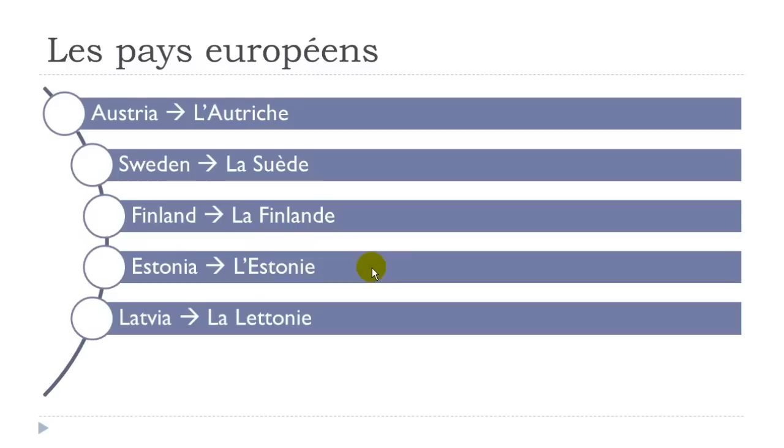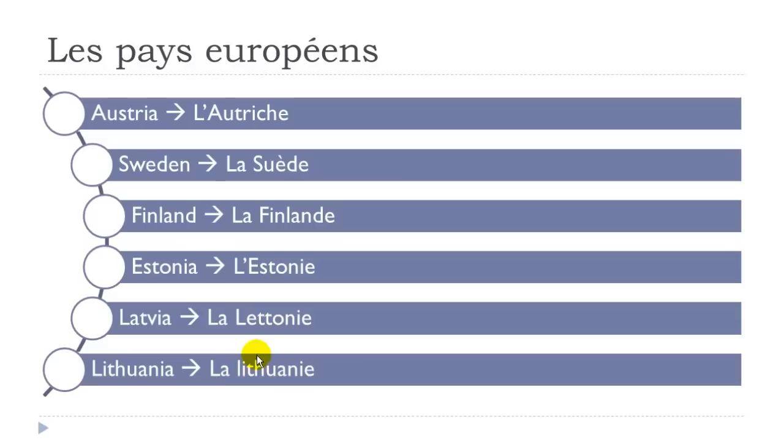La Lettonie. So remember, when you get this E and then a double letter like that, T, T, then you will have to open your E. Lettonie, La Lettonie. La Lituanie. Remember in French, H doesn't exist, so you don't pronounce it, and it's Li, Tu, A, Ni. Lituanie, La Lituanie.